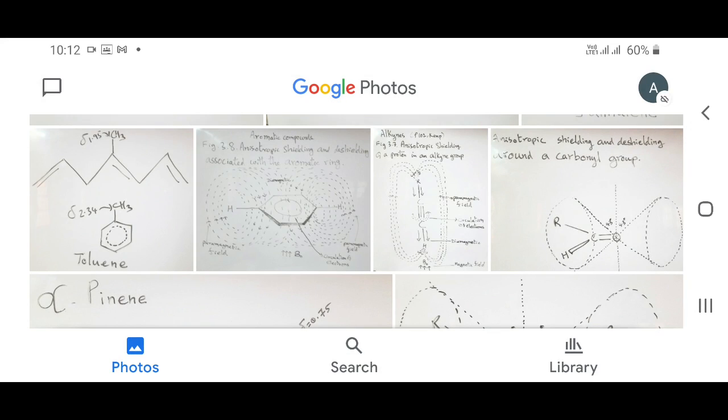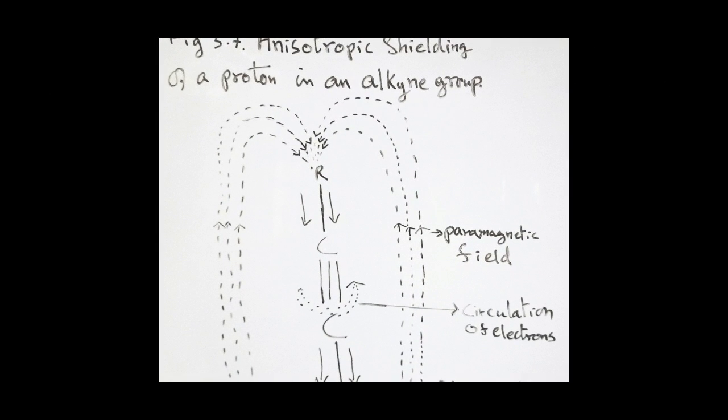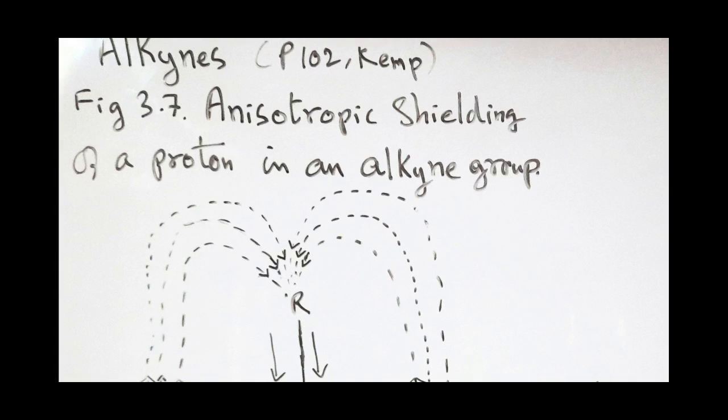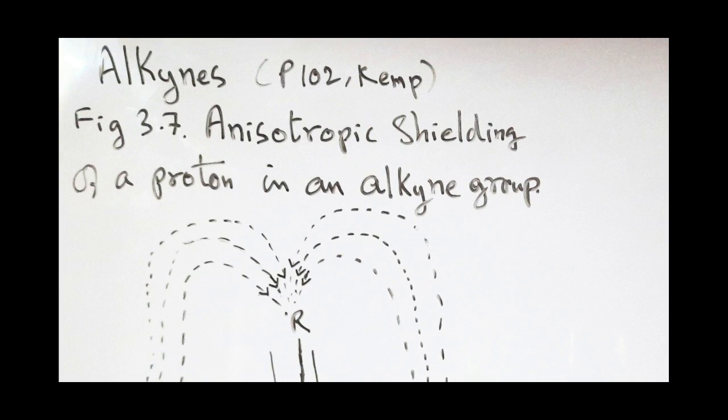Next, let us see the anisotropic effect operating in a molecule of acetylene or any compound containing a carbon-carbon triple bond, alkynes. The deshielding or anisotropic effect produced by alkynes is discussed on page number 102 in Organic Spectroscopy by William Kemp. Please go to page number 102 in Organic Spectroscopy by William Kemp, or any spectroscopy book that is available with you. You can refer to Applications of Organic Spectroscopy by P.S. Kalsi.